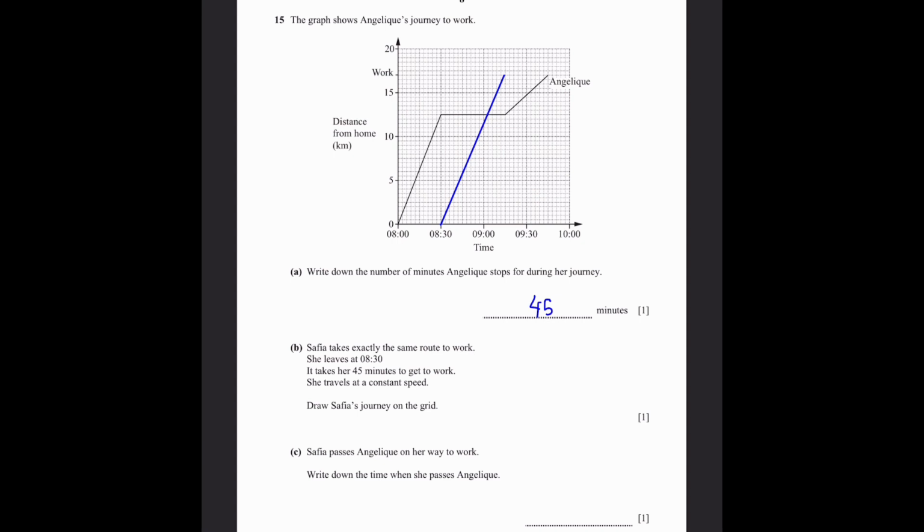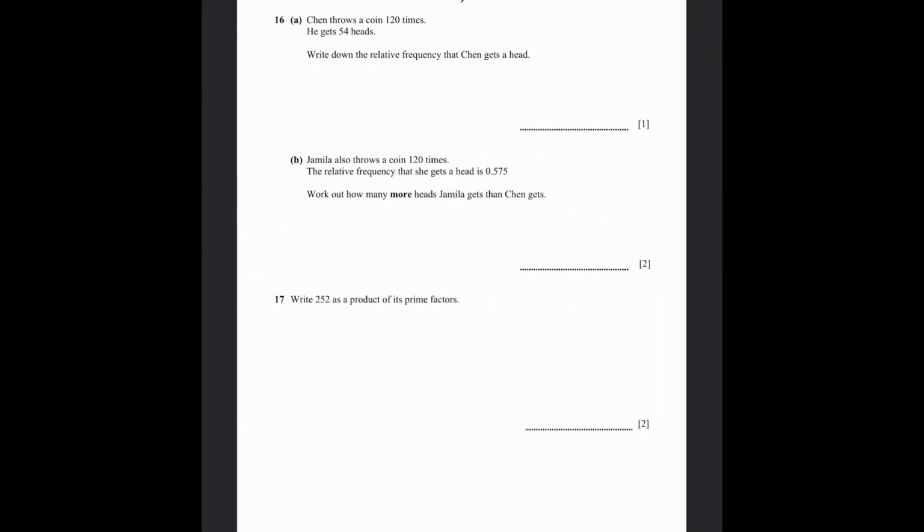That's the answer. C. Safia passes Angelique on her way to work. Write down the time when Safia passes Angelique. If you see here, the dot is placed straight at 9:03. So that's the time when she passes Angelique. That's the answer.